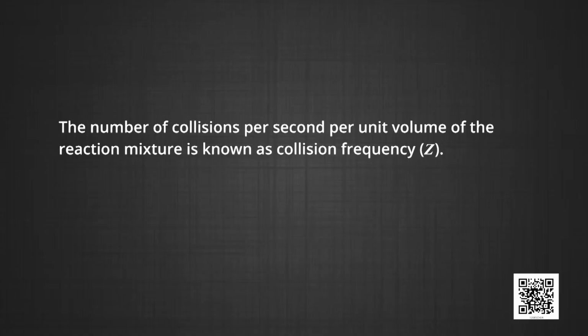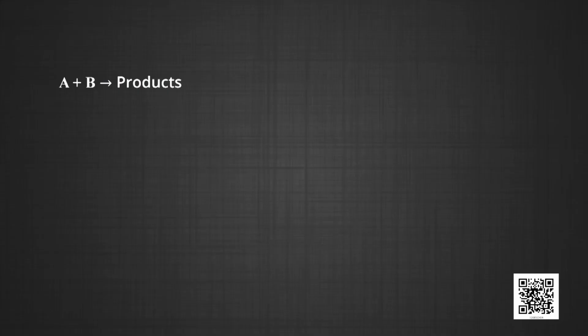The number of collisions per second per unit volume of the reaction mixture is known as collision frequency, represented by capital Z. Another factor which affects the rate of a chemical reaction is activation energy, as we have already studied. For a bimolecular elementary reaction, let's take an example, A plus B giving products.